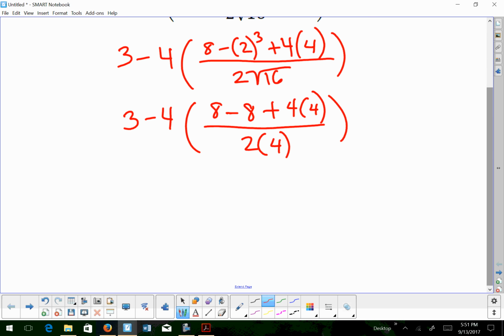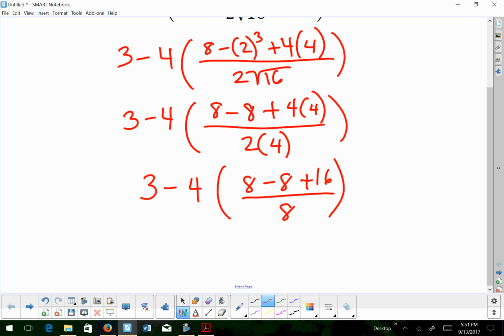Now from here, I'm going to start doing all of my multiplication and division from left to right. Now I know that this is a division sign, but I actually can't do that until I've done all of this up here in the numerator. So I'm going to take 2 steps to complete that. Let's see what we get here. 8 minus 8, and 4 times 4 is 16, and my denominator will be 8. Now, before I do this division, which is supposed to come first, I have to do all of this group in the numerator before I can actually divide by 8.